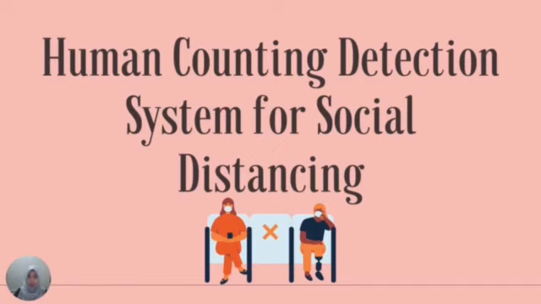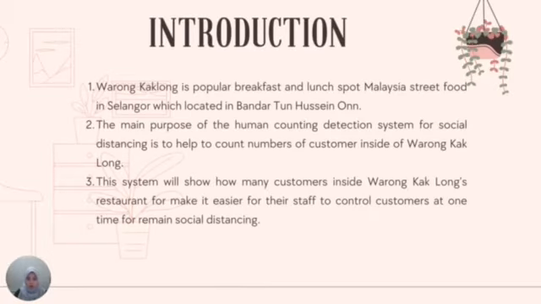Final year project, which is a human counting detection system for social distancing. This system will be applied for Warung Kak Long. Warung Kak Long is a popular breakfast and lunch spot serving Malaysian street food in Selangor, located in Bandar Tun Hussein. The main purpose of the human counting detection system for social distancing is to count the number of customers inside Warung Kak Long, and this system will show how many customers are inside the restaurant, making it easier for their staff to control customers at one time to remain socially distanced.